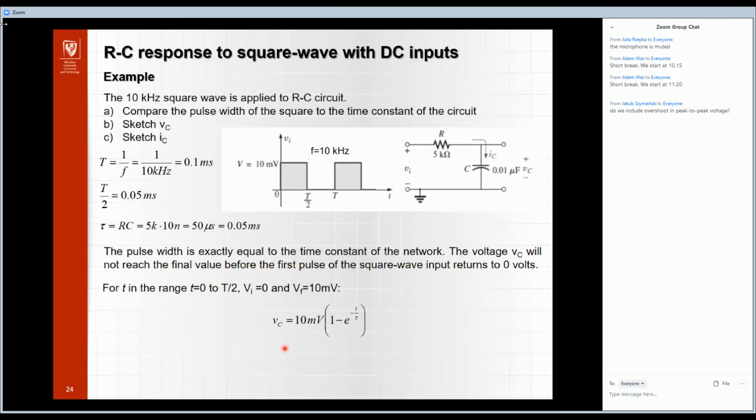Okay, and we can calculate the voltage value from 0 time to half period, and we know the voltage value is equal to 0 here, and the final value is 10 millivolts. So we apply the known equations, and after one tau, which is also the characteristic value, we obtain 63.2% of the amplitude. So in this case, we have 6.32 millivolts.